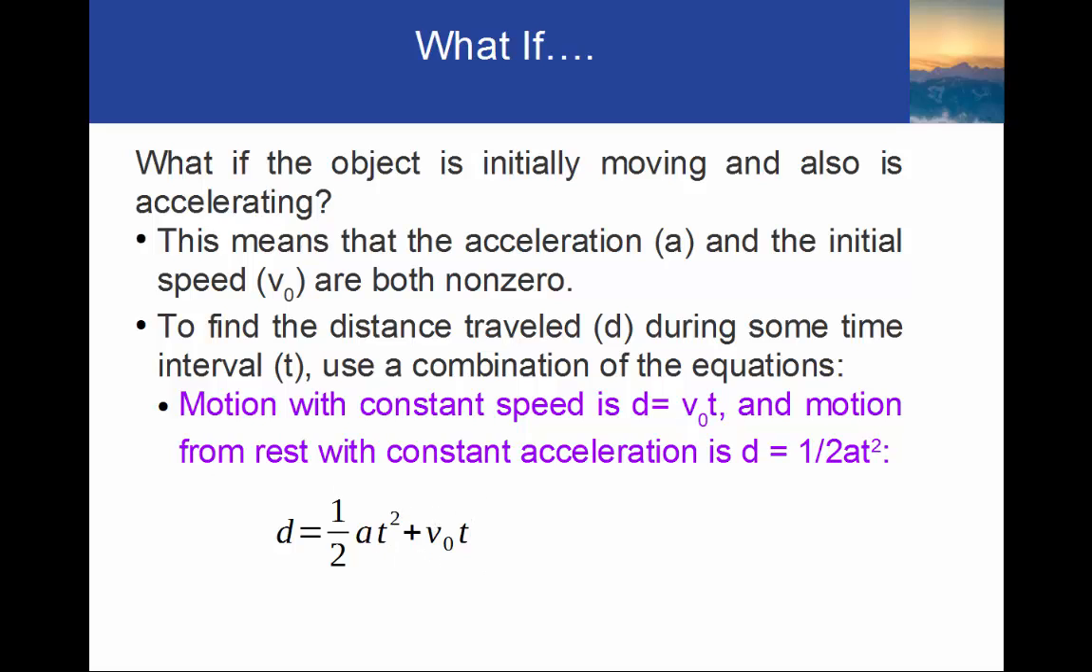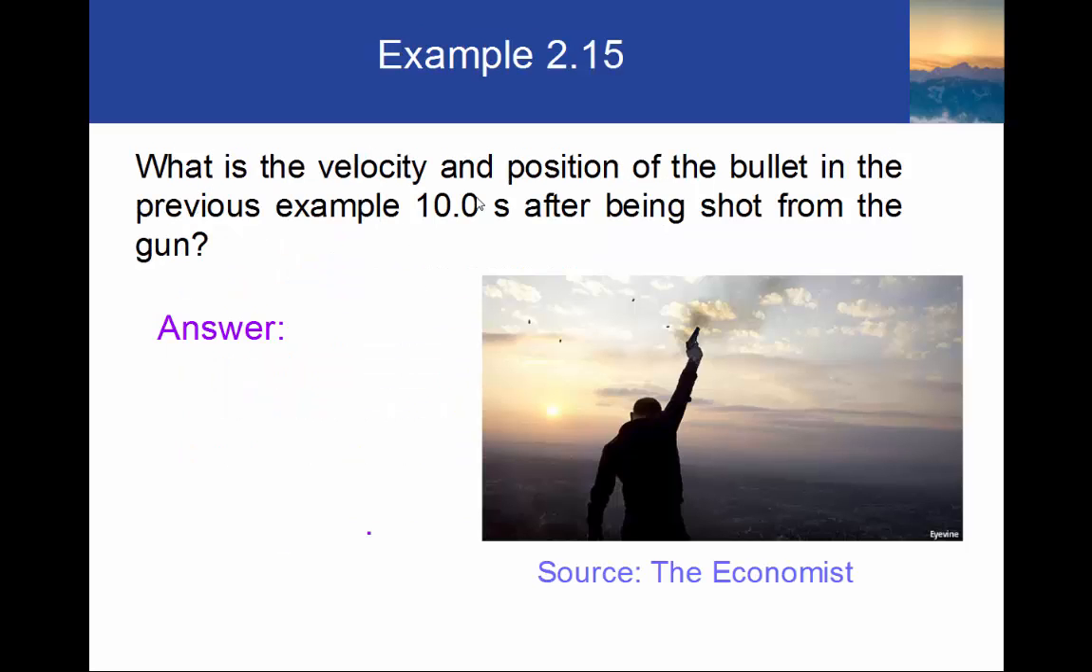So a follow-up question to that is to ask what the velocity and what the position of the bullet is going to be 10 seconds after being shot from the gun. Now, you know that at 10 seconds after being shot from the gun, it hasn't traveled for the 30 seconds it takes to get to the top of the motion. So what that means is that the velocity is going to be in the upward direction at that point. So let's figure out what the actual magnitude of the velocity is. That is, how fast is it going? What is its speed? And then we can also figure out how high above the position of the pistol this bullet is.